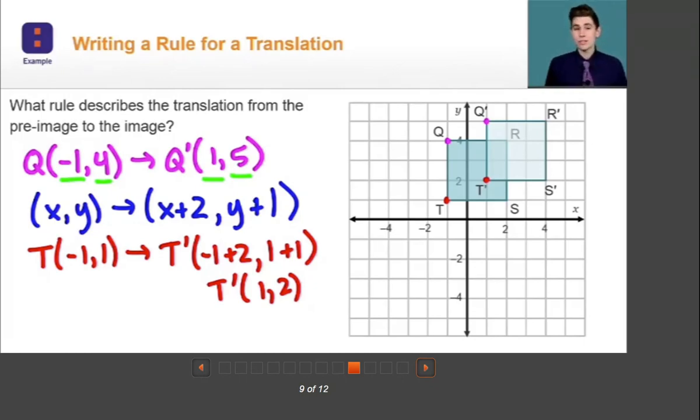Now keep in mind, I can also write a function rule for this translation. That function rule would be this: move to the right 2, up 1. All right, now you are ready to write a rule for a translation.